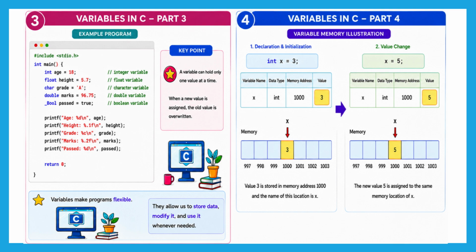A variable can hold only one value at a time. When a new value is assigned, the old value is overridden. Variables are important because they make programs flexible. They allow us to store data, modify it, and use it whenever needed.